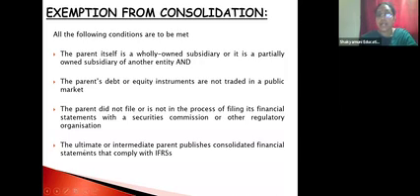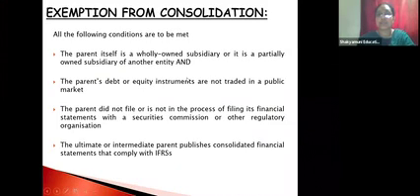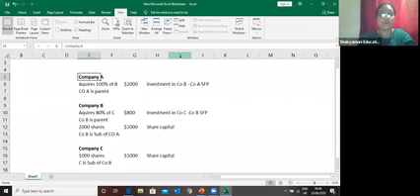Next, the ultimate or intermediate parent publishes the consolidated financial statements. Here in our example, company A should publish consolidation. If the company is not publishing consolidation, then this exemption is not applicable. Company B has to prepare financial statements. So these are the exemptions from consolidation. Very important exemptions. You may get an example in our examination also.